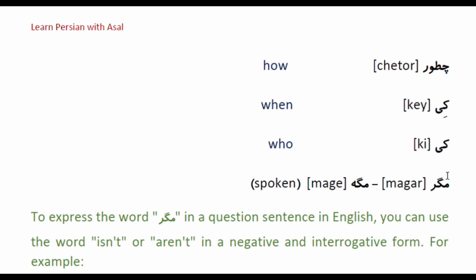Magar. Magar is the formal pronunciation. Mage is the spoken pronunciation. To express the word magar or mage in a question sentence in English, you can use the word isn't or aren't in a negative and interrogative form.